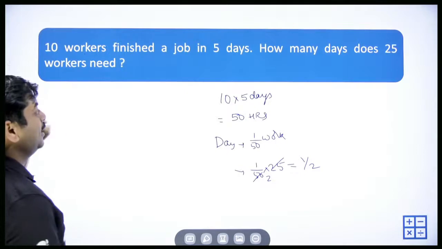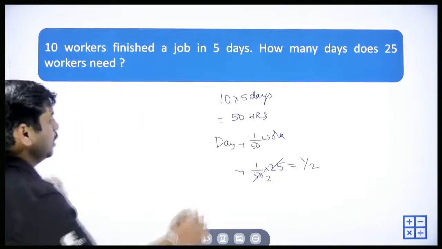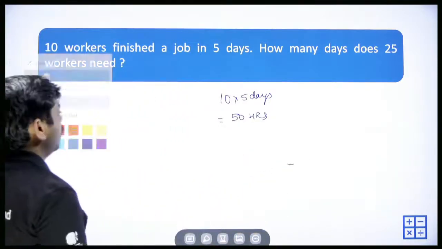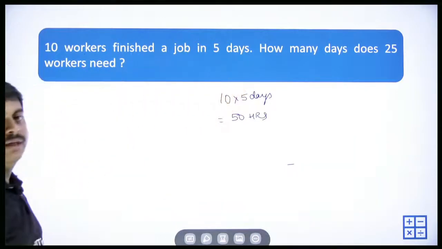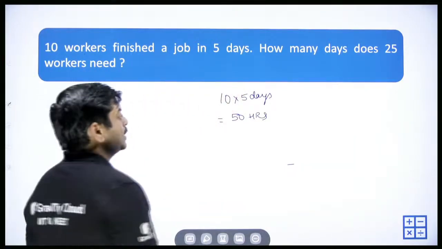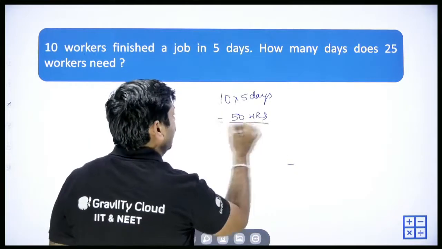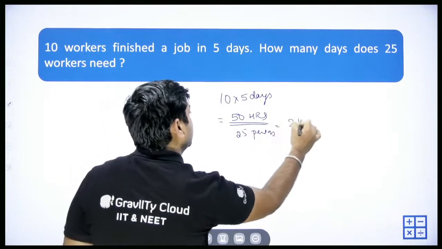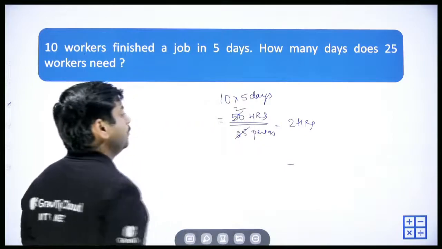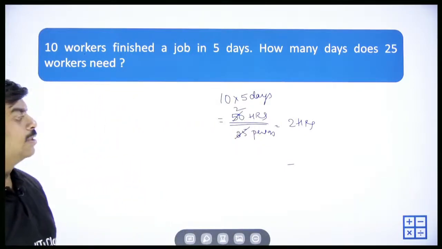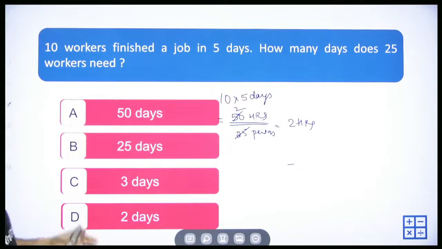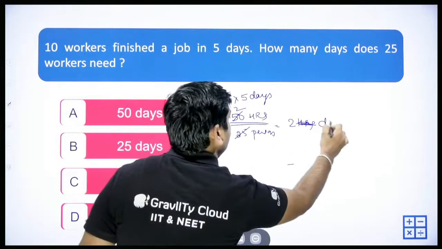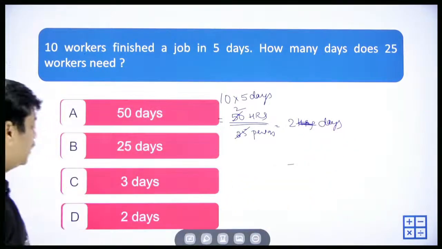So we have a total of 50 hours of work. Let me try to write this in this way. How many days do 25 workers need? So a total of 50 hours is required. If we have 25 persons, you can see that in 2 hours. Okay, 25 ones and 25 twos, 50 hours by 25 persons, right? So that will give you 2. Let's see the answers. I'm going to say not 2 hours, 2 days, right? So it is not hours. So that becomes 2 days. That will give you 2 days, right? So that is option D.